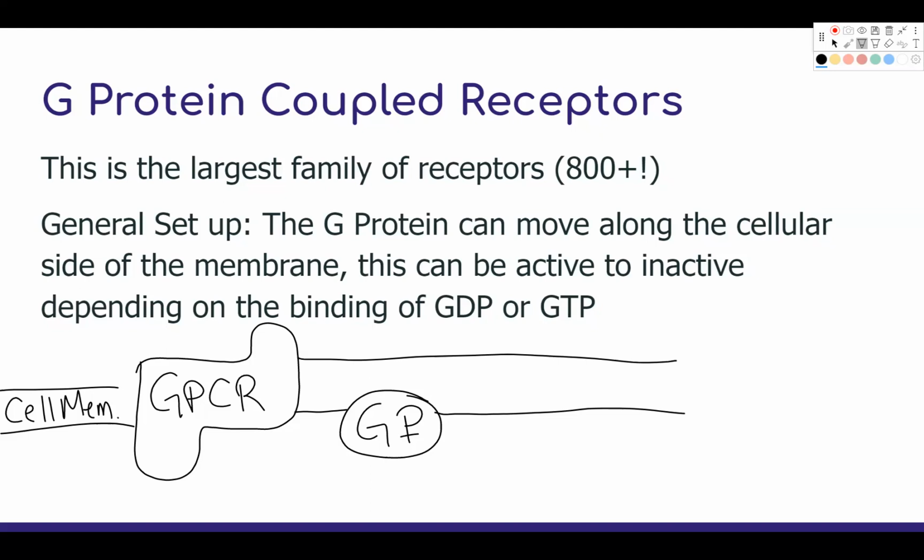That G protein can move along the cellular side of this membrane. So remember we said membranes are fluid. We call it the fluid mosaic. Stuff can move around. This G protein can definitely move around. It can float this way, back, forward, this way. This G protein is mobile. It's not attached to anything. And it helps that it's only on one side of the membrane, only on the cellular side.